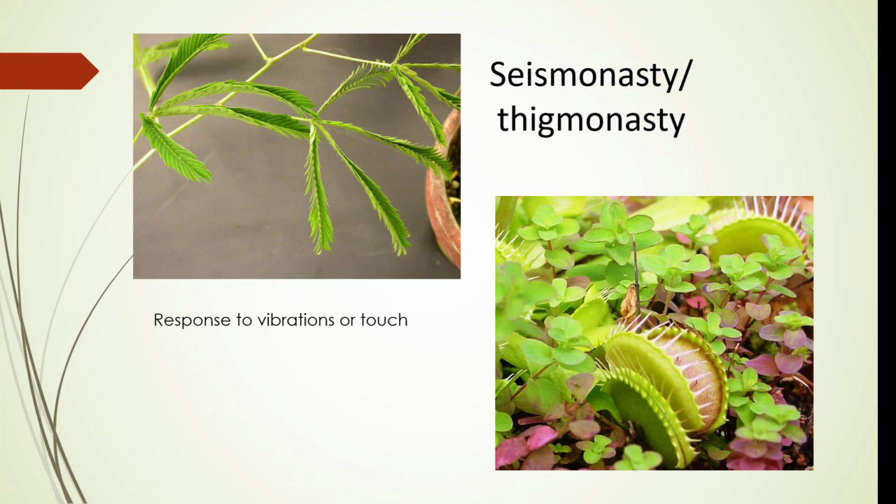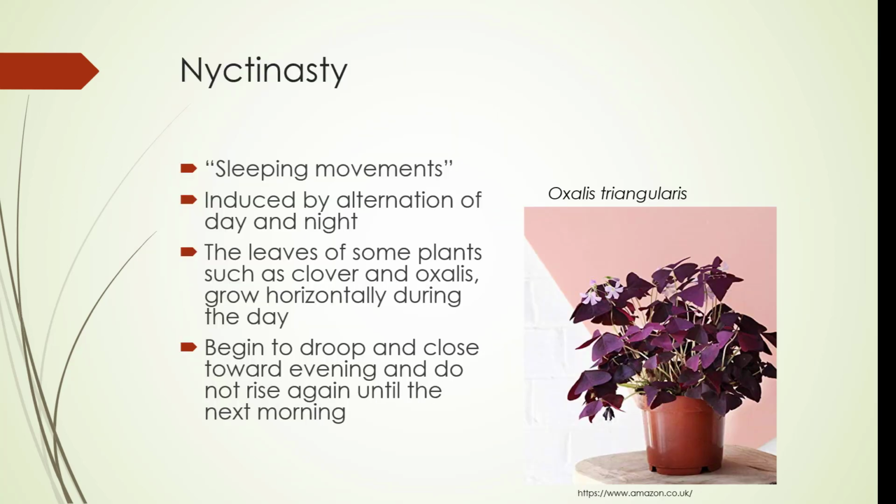So two plants that are very much a part of this would be the Venus flytrap on the right, the sensitive plant on the left. I also posted videos on these, and that's called seismonasty or thigmonasty. You'll see either one listed. Do take a look at that video. Nyctinasty are sleeping movements. So that's induced by the alternation of day and night. The leaves of some plants will grow horizontally during the day, such as oxalis, and then they'll begin to droop and close towards the evening, and they don't rise again until the next morning. I also have a video of this.